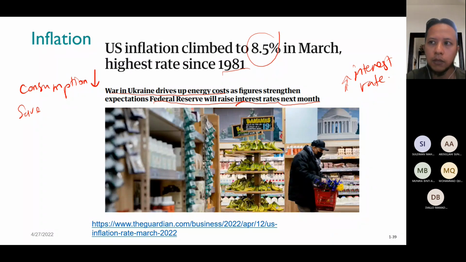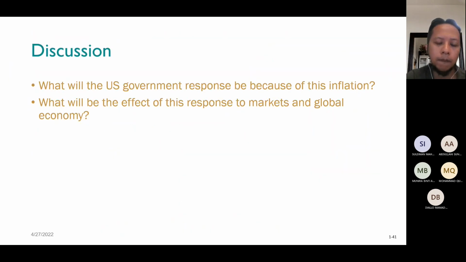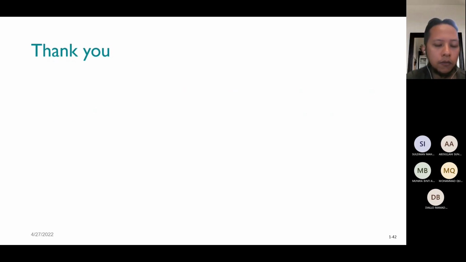Right? So we will learn about this more in monetary policy and fiscal policy, but this is just something that I think you should be aware of that is currently happening. Okay, so these are the effects that will happen in the markets and global economy. Okay, so I think that's all from me. Are there any questions on the topics that we learned today?